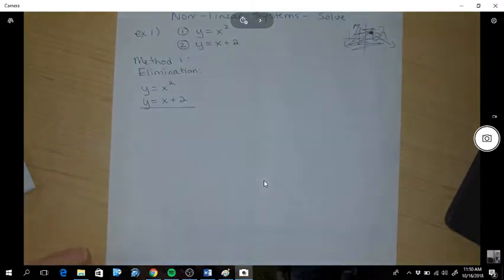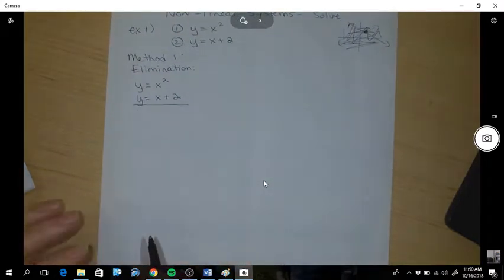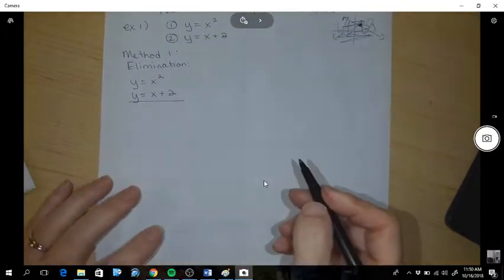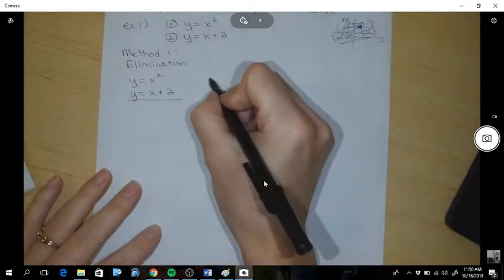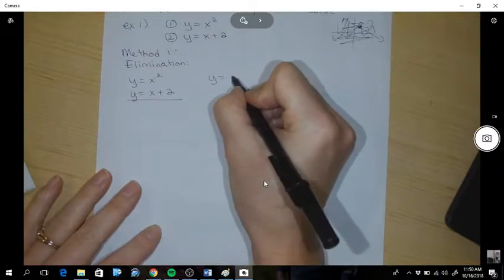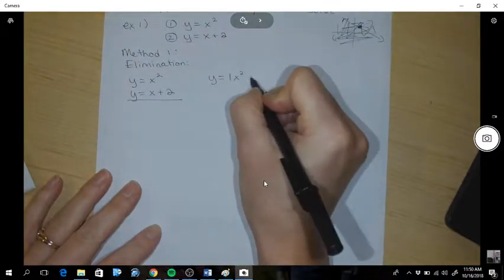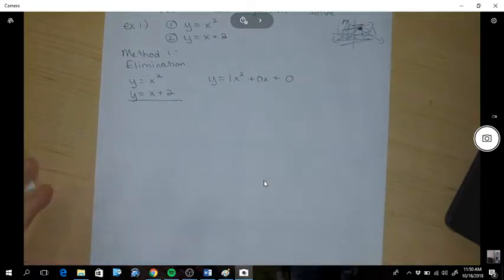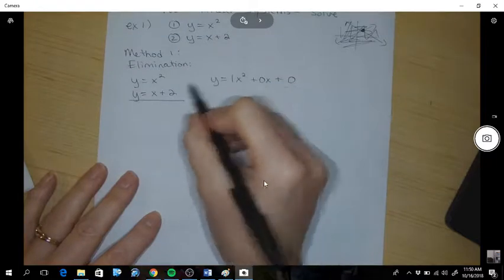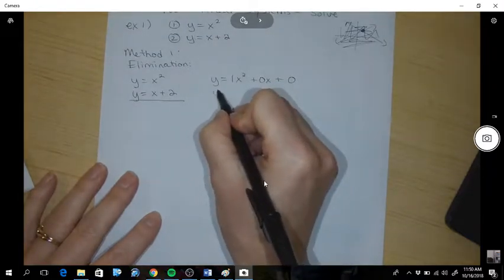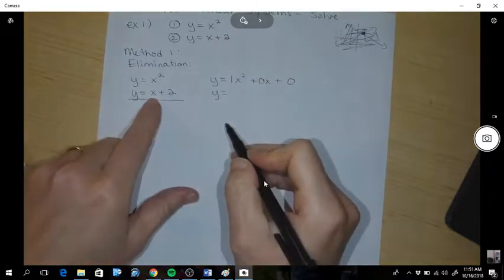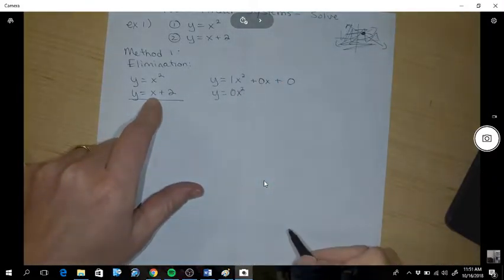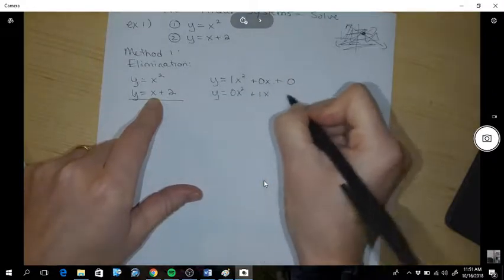So what can we eliminate? We can eliminate the y's. So I'm going to rewrite this a little bit better. I'm going to say y equals 1x squared plus 0x plus 0, so that I have an x squared, an x, and a number. Okay, I didn't change anything, I just wrote it better. So y equals, now in this one I don't have any x squareds, so I'm going to make sure I just write that so I know I have a 1x and a 2.